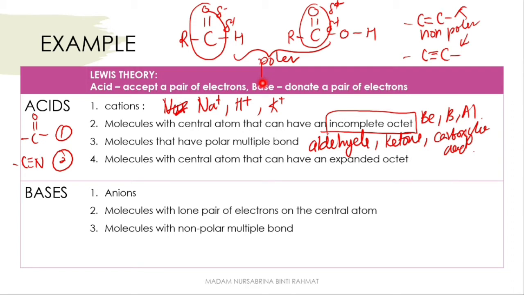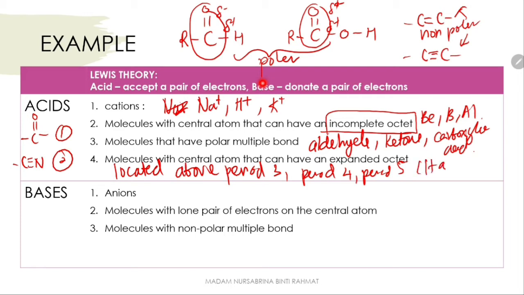Okay, thirdly, any central atom that can have an expanded octet means it can accept more pairs of electrons. The maximum is 12 around the central atom. So this applies to a central atom located below period 2, in period 3 and above, meaning period 4, period 5, and so on. That means it already has a 3D subshell, a completely filled 3D subshell.